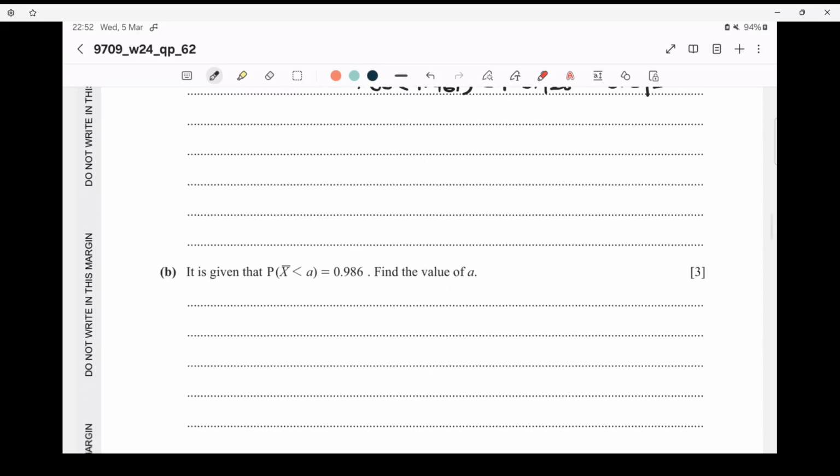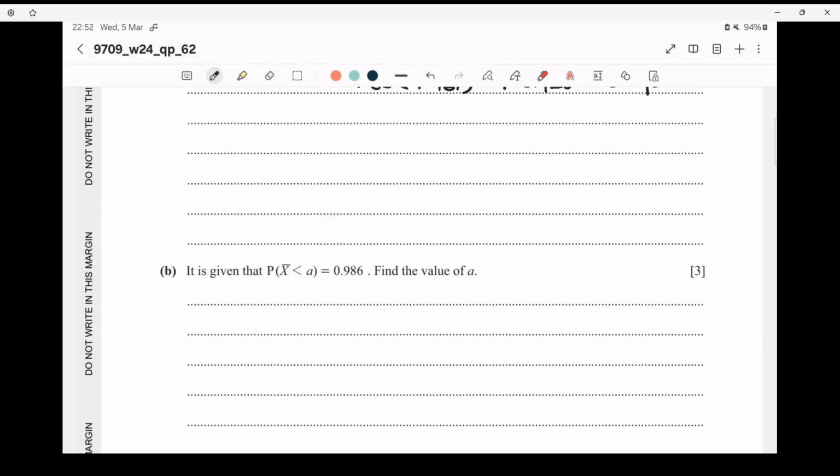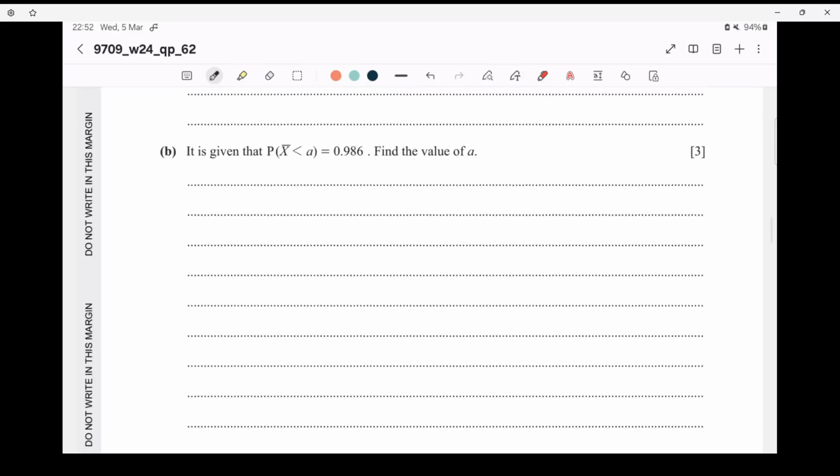Part B. Given that P(X bar smaller than a) is that, find the value of a. So you start with P(Z smaller than (a minus 35) divided by that). This is 0.986. So you should be able to get, I think, 2.197. Yep. So you read from the table.